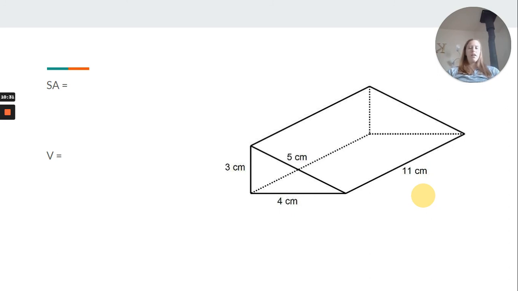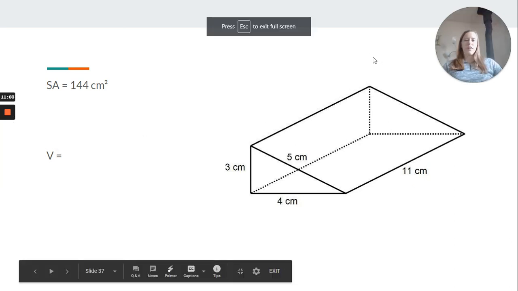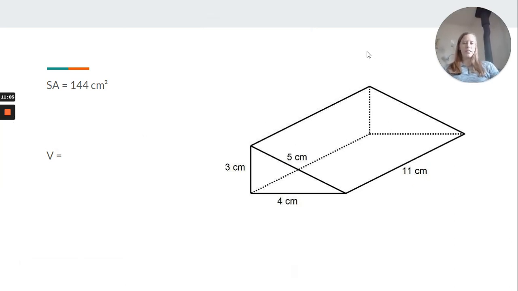Find the surface area and volume of the triangular prism. So surface area, we find the 2 bases, the 2 triangles. So 3 times 4 is 12, times half is 6, times 2 is 12, plus 5 times 11 is 55, plus 4 times 11 is 44, plus 3 times 11 is 33. We end up with 144 centimeters squared. Then for volume, we've got to find the area of the base. So we already did that. It's 6. Then times 11 is 66 centimeters cubed.